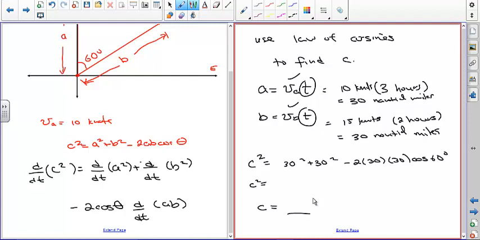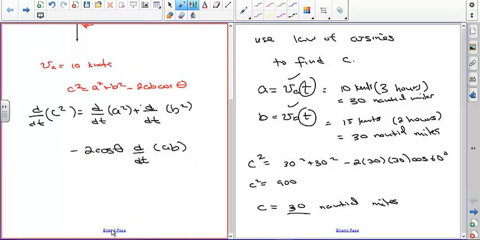So it turns out it's an equilateral triangle, since also this turned out to be 900, and so the square root of 900 is 30. Okay, now over to here.